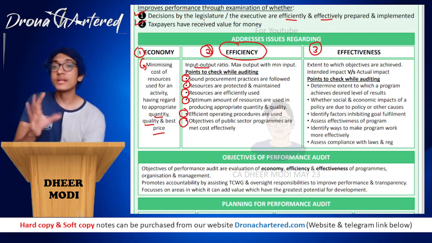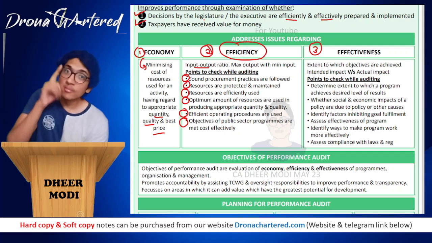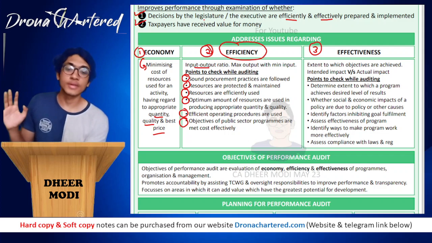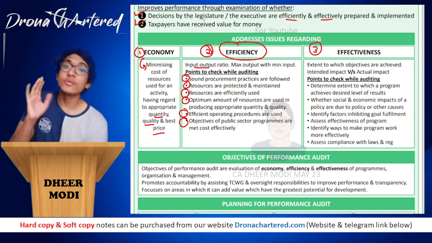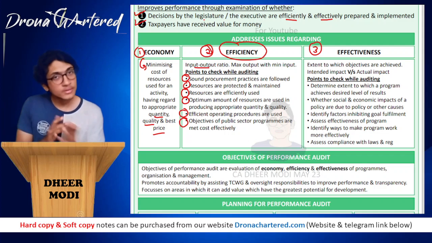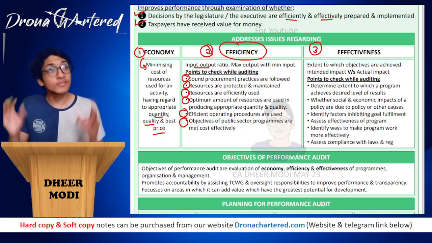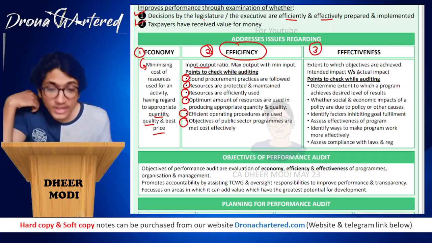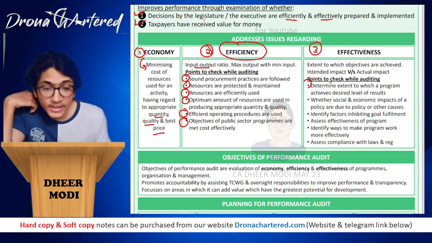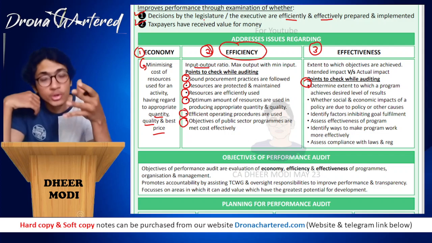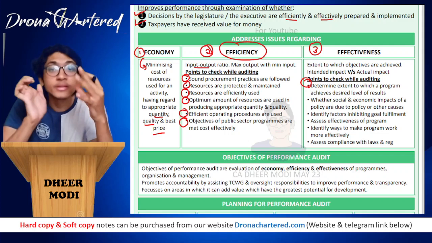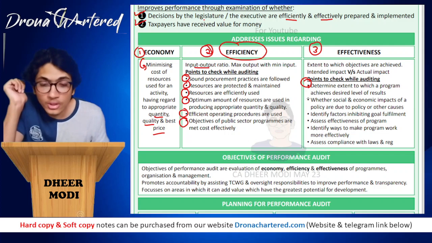For example, you tell me, Dheer, you give me this house, you give me one day, and I'll clear everything. I'll make this house so nice. Now you will be effective if you complete this, if you finish this, even if you take more than one day, you will still be effective because you did a good job. So, points to check while auditing. First, determine the extent to which a program achieves the desired level of result. Because when you are auditing a program, you have to check the intended return that they require, did they receive that or not?